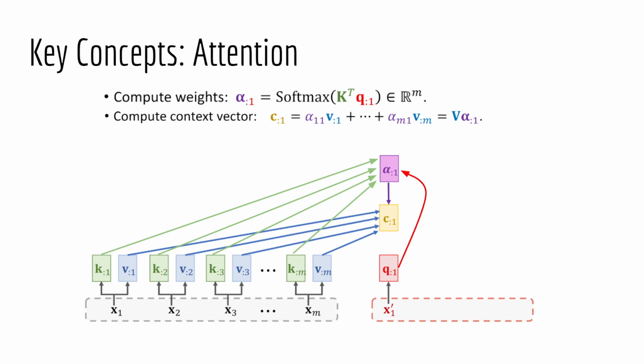In attention, to compute the weights, a softmax is taken of all the key values and the corresponding query value to result in its weight. Then the context value is computed by concatenating the corresponding weight with all the V values. This is done to all 1 to m values.